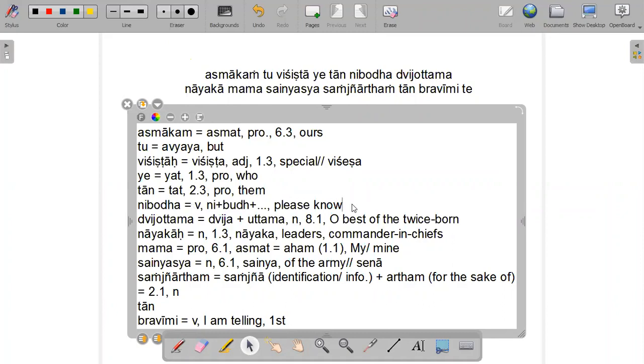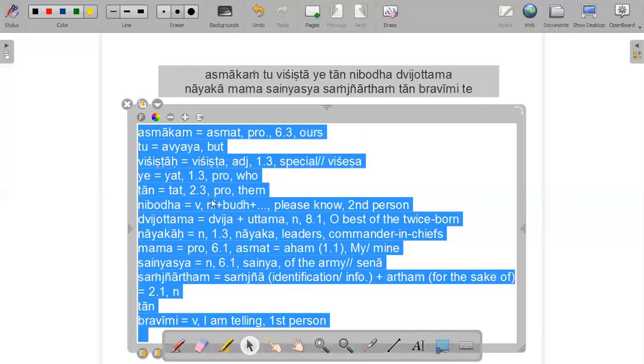See, this Nibodha is second person. Nibodha is for Dronacharya, that you may please know. But Bravimi is first person, that I will tell you. So the Kriyas, when referring to the first person, meaning the person who's speaking, or to the second person, it means the person to whom the thing is spoken, or to the third person. So it refers to either of these persons. So Bravimi refers to Duryodhana. Let me tell you, and it means I'm telling you.